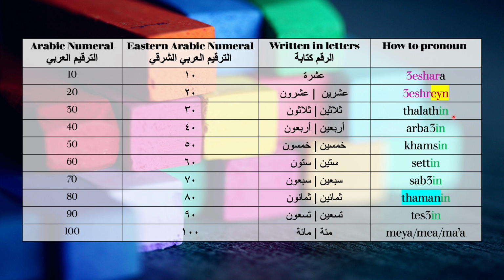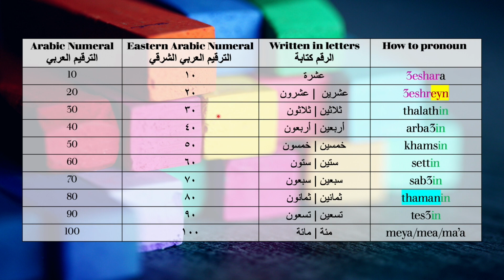Actually, I would like to mention something here. Usually Arabic speakers, when they are learning English, get a bit confused because in English, the numbers from 13 to 19 end with teen. But from 20, 30, 40, all the way to 90, they end with ty, like 30, 40, 50. But the Arabic is actually the opposite. From 20 to 90, we end it with in.